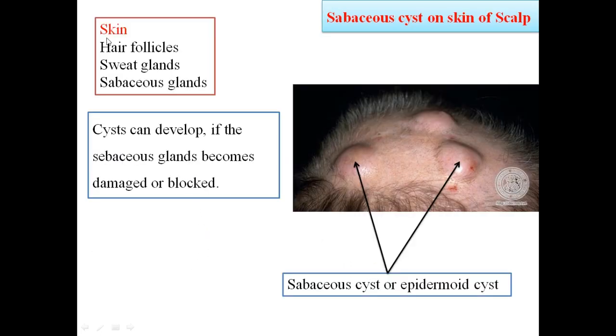And in this slide we can see the sebaceous cyst which is present on the skin of the scalp. The skin consists of hair follicles, sebaceous glands, sweat glands. Damage of the sebaceous gland or blockage of these glands will develop an epidermoid cyst over the scalp.